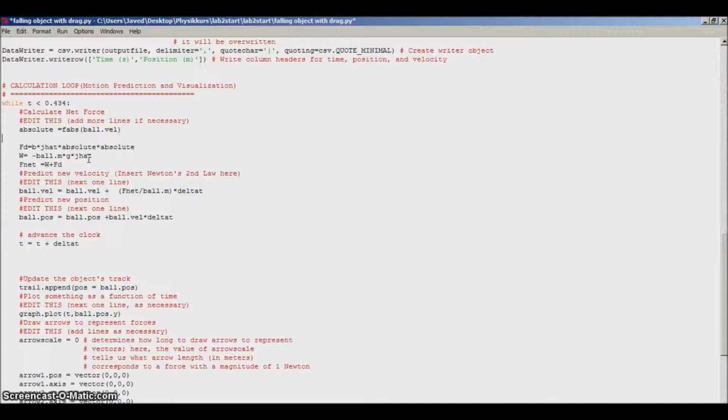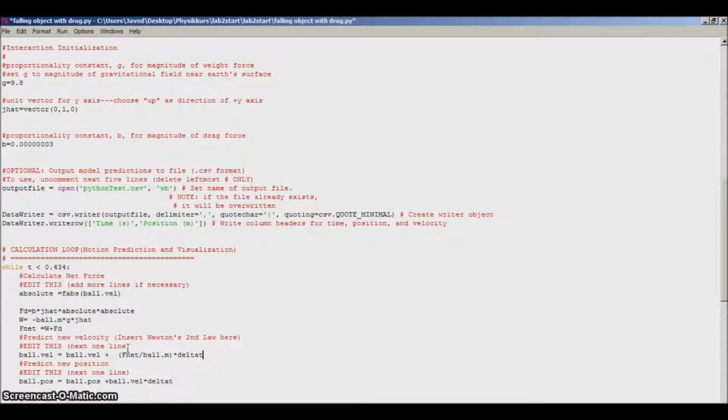Because now there are two forces acting on the system, the net force has to be the sum of the drag force and the weight force. The rest of the loop is equal to the loop of the previous program. I calculated the b in the drag force by running the program and optimizing b so the final position of the program is similar to the one of the experiment. It shows that b is very small. Now I'll show you the simulation of the program.